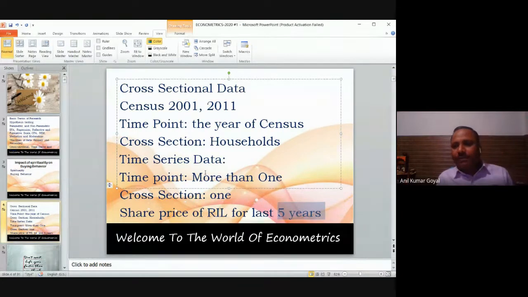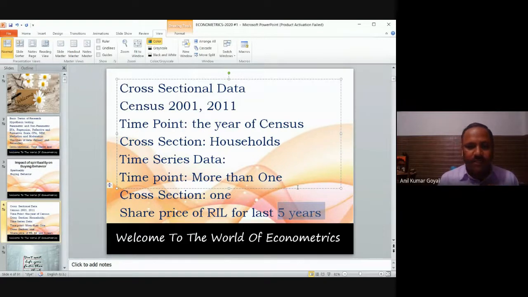So if I collect the data of one cross section over a time period, then this becomes a time series. If I combine cross section as well as time series, then it becomes panel data. It means more than one time point and more than one cross section also. So, madam, in your example, if you include more time points also. So, Sensex is a combination of how many companies?